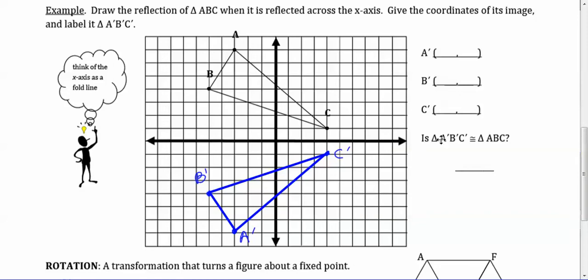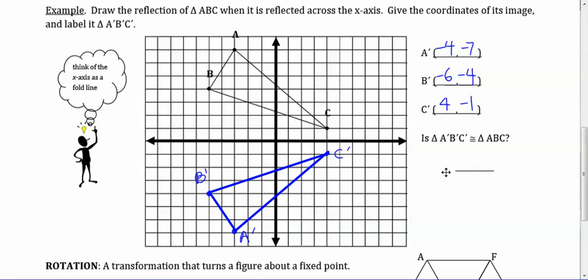So when you're actually doing this, I would start by doing one point at a time, and then when you're done, try to connect the lines. I never try to reflect an entire figure at a time or even an entire line segment at a time. I always do one point at a time. So I can go ahead and figure out where my new points are. A prime and B prime and C prime are at these new coordinates.